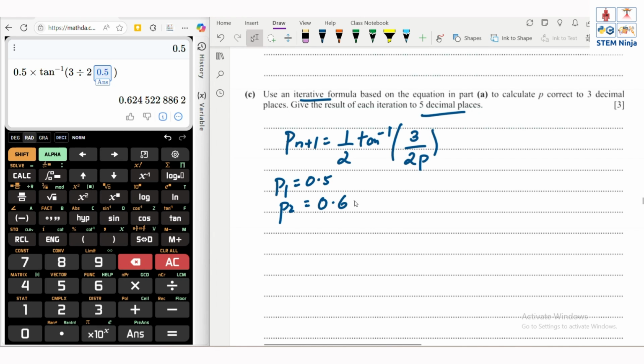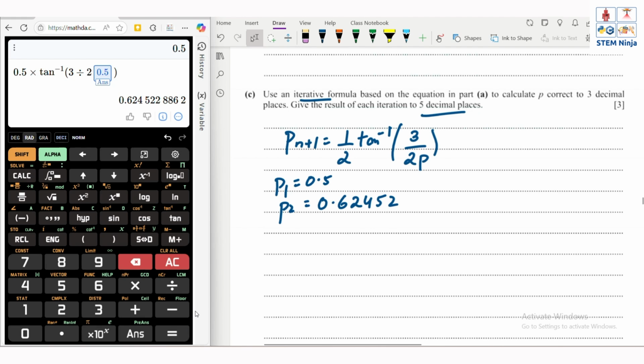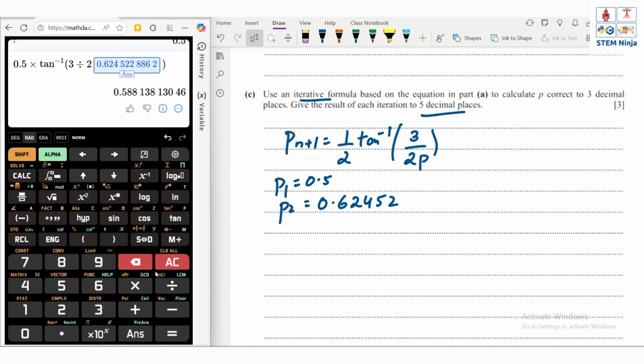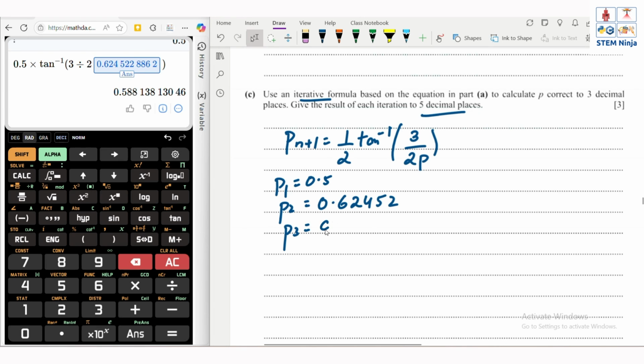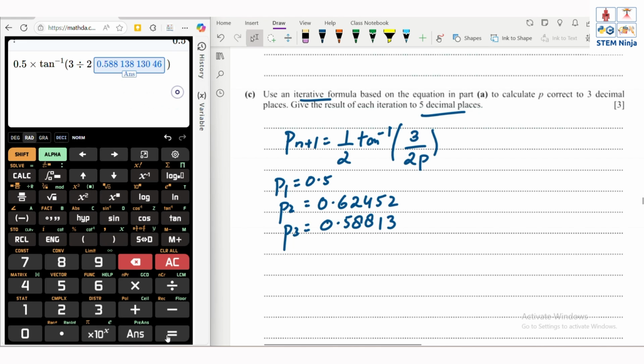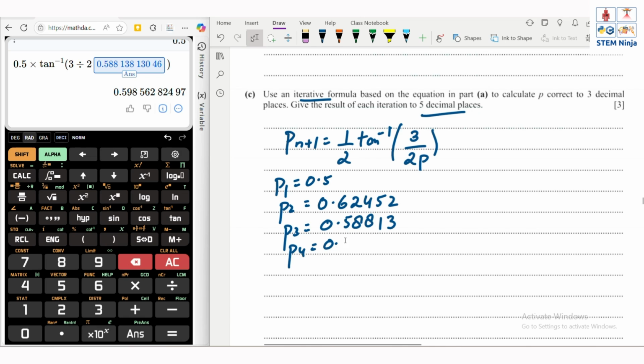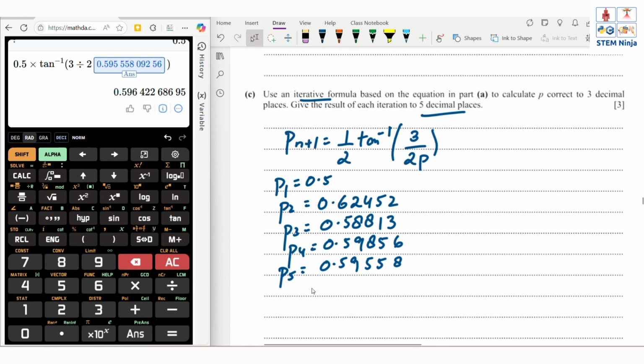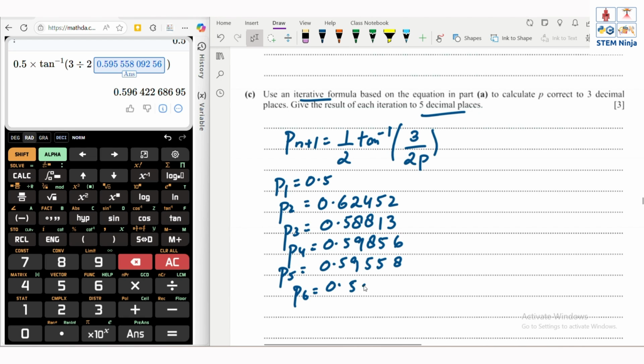we get 0.62452. Now p3 would be 0.58813, then 0.59856, p5, 0.59558, then 0.59642, then 0.596.